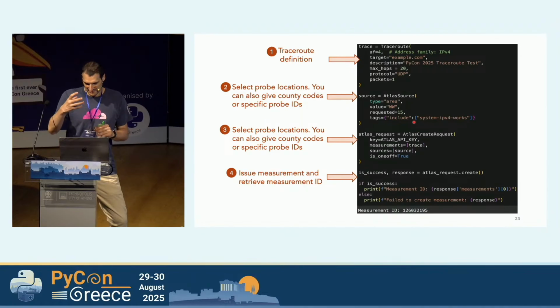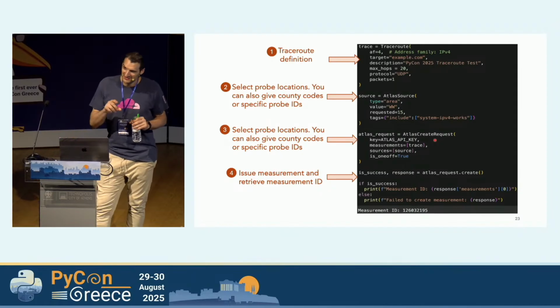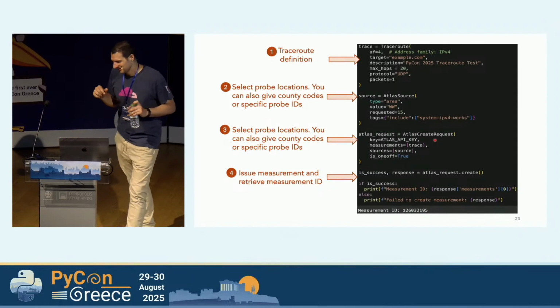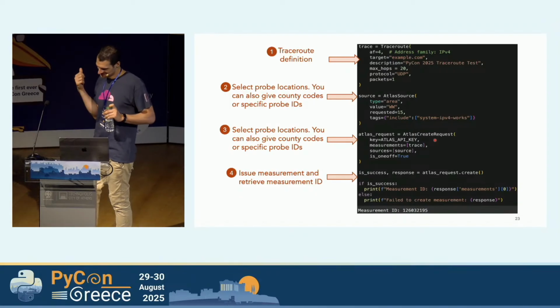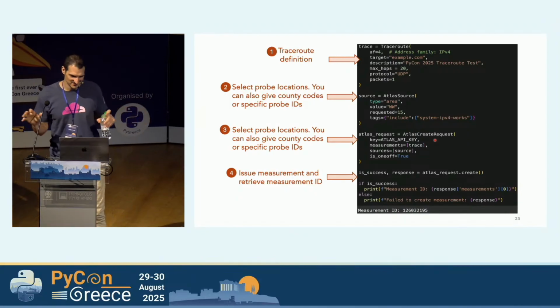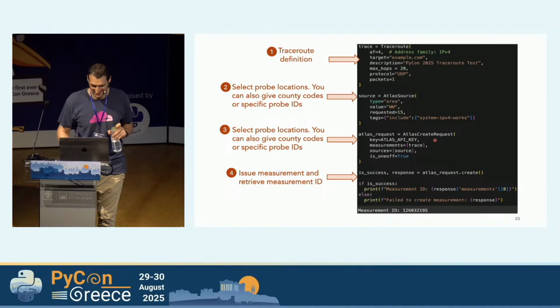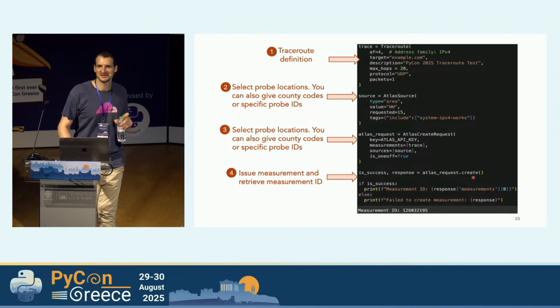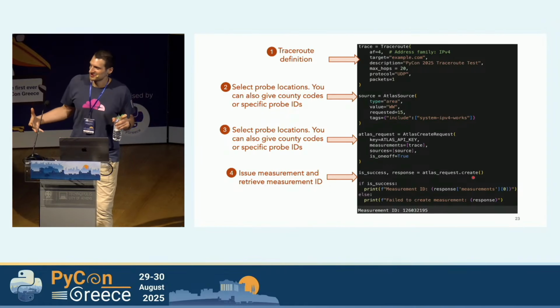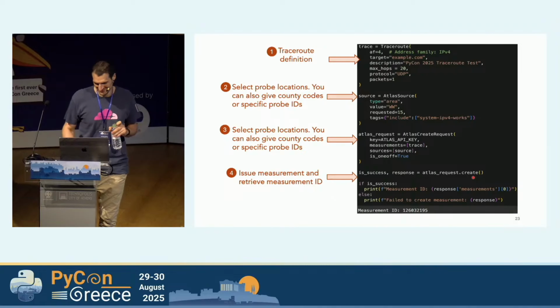And then I feed these 2 definitions, the traceroute and the Atlas source, into an Atlas create request object. I give an API key. You need an API key. You can get it for free. Just register yourself on the website, and it's nothing. And then we call create, and that's it. You created a distributed traceroute test from 15 globally distributed probes.